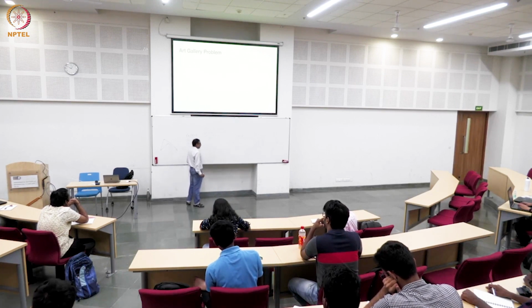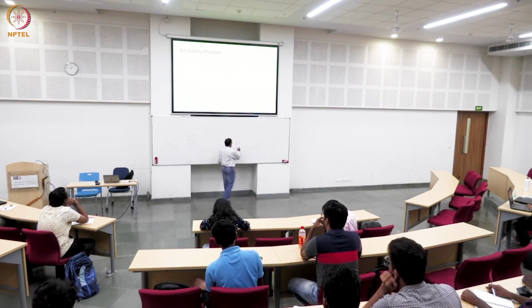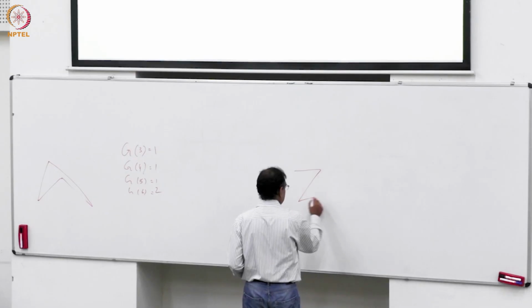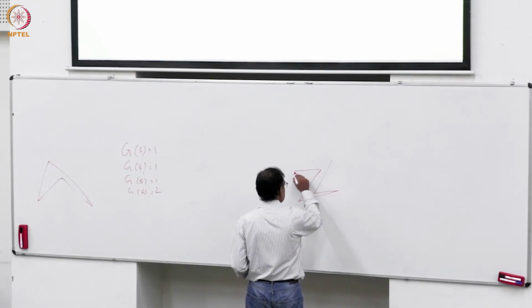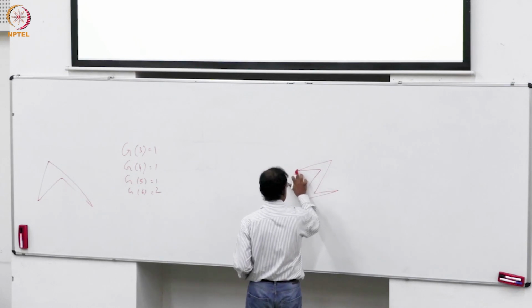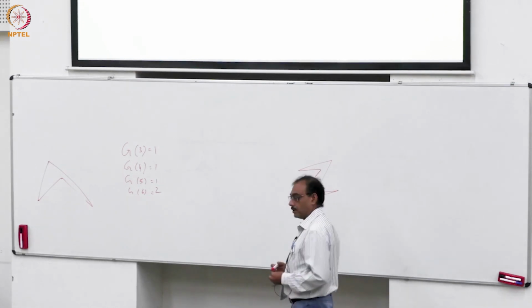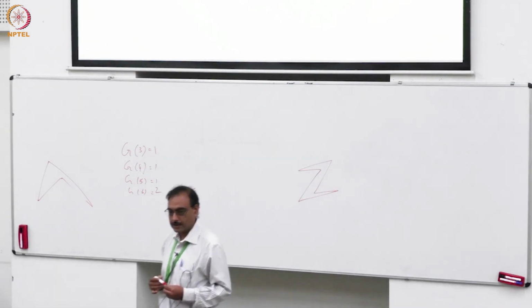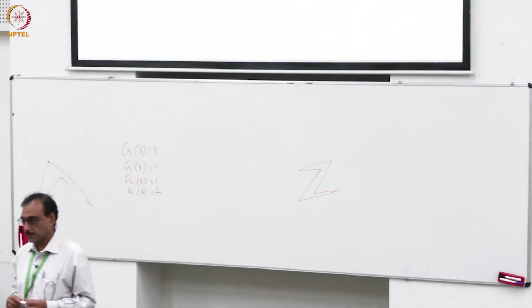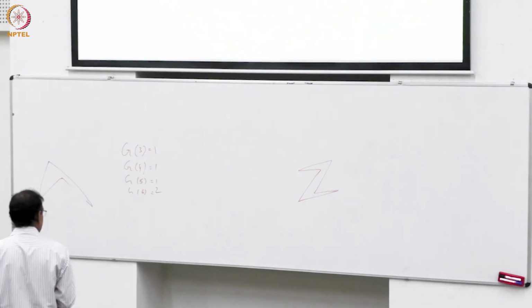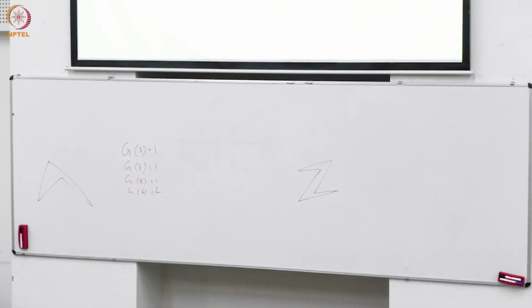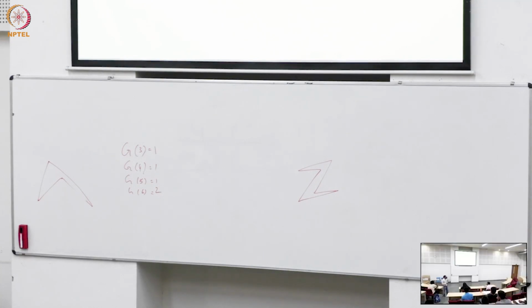So what could be an example for that? Something like this. How many vertices does it have? Are you sure? I have only drawn 6 vertices. How many guards do you require here? It cannot be done with one, no matter which vertex you try. So G of 6 is 2. Can you try for G of 7, G of 8?